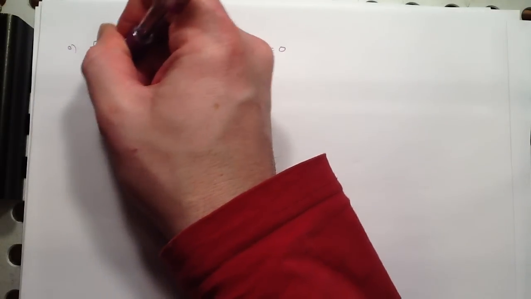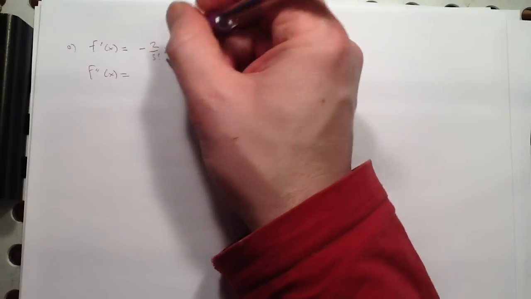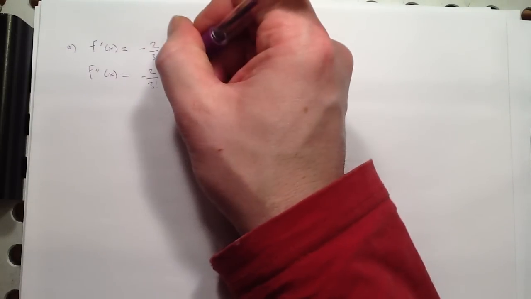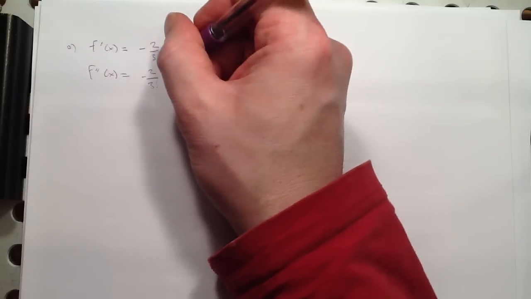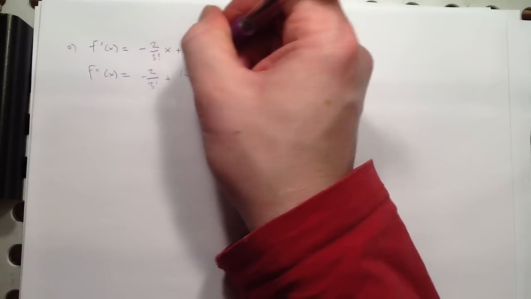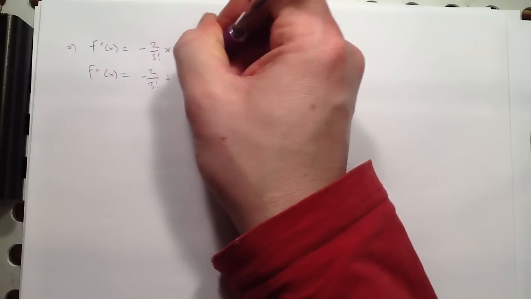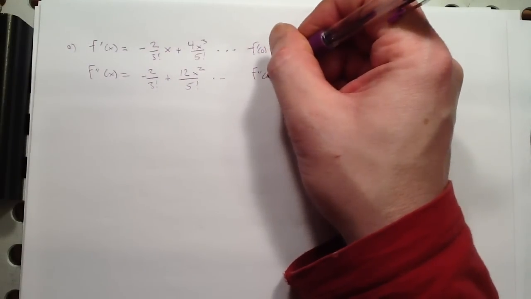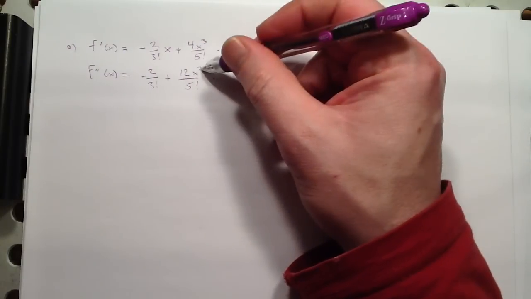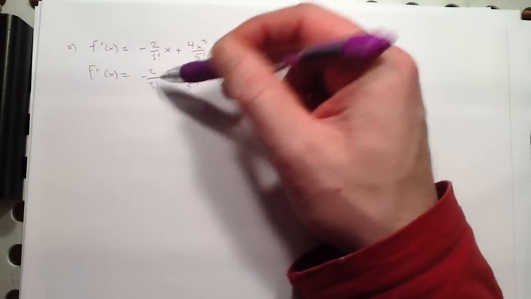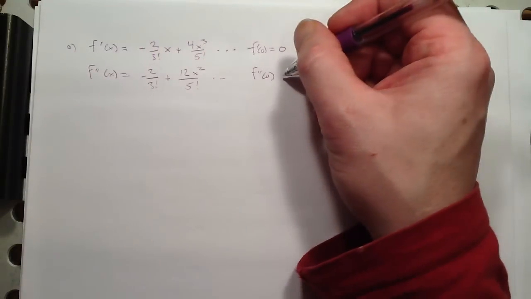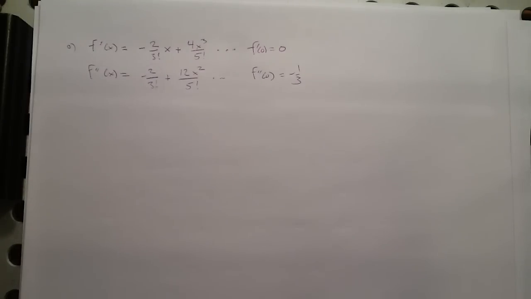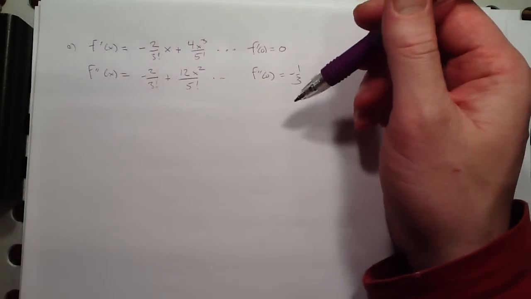Second derivative is, the derivative of this is negative 2 over 3 factorial plus 12x squared over 5 factorial, etc. And when I plug 0 into that, everything gets knocked out to 0 except for the constant term, which is negative 2/6 or negative 1/3. So is that a local maximum, minimum, or neither?